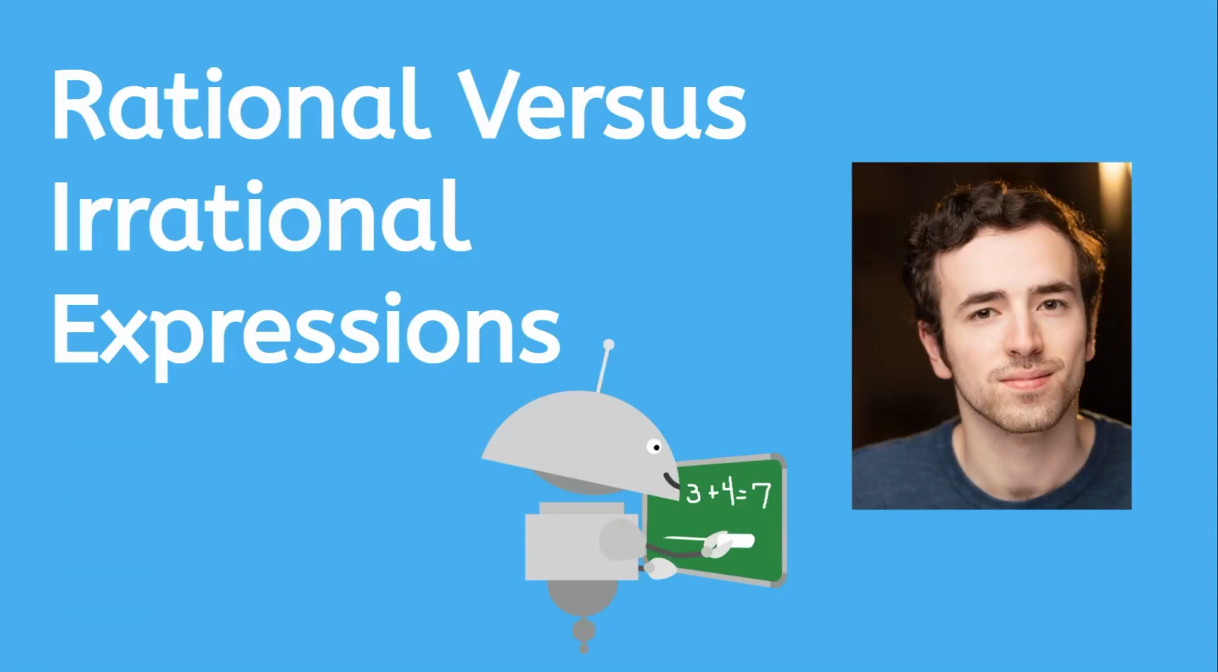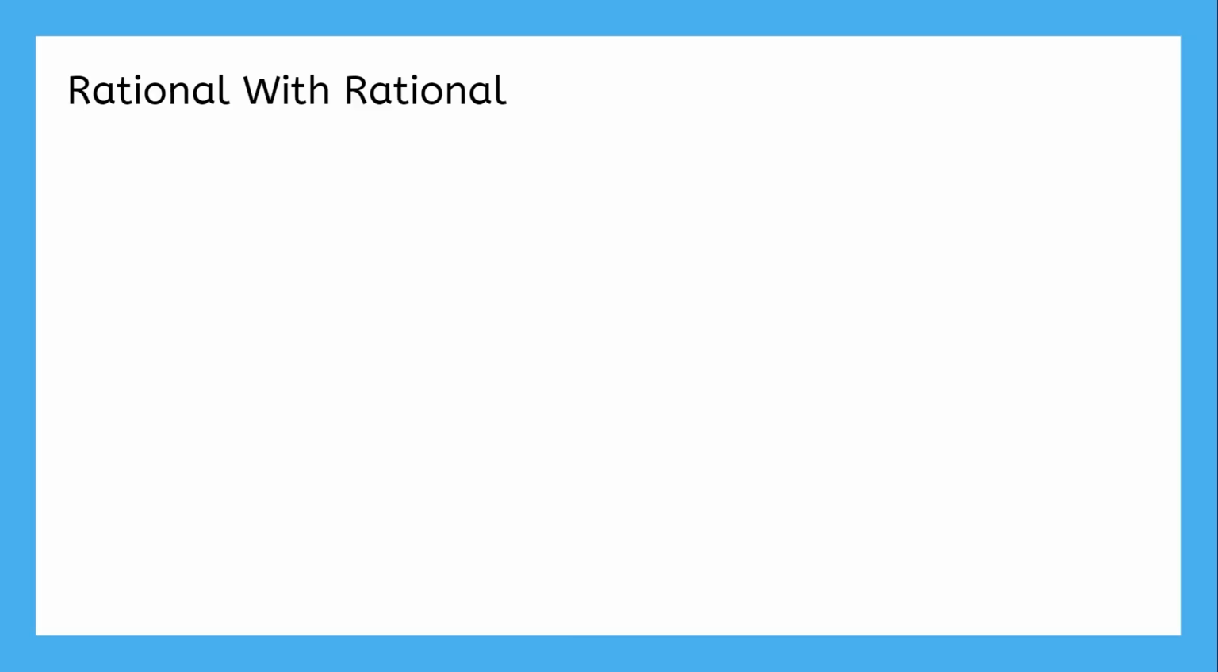In the last video, you learned what it means for a number to be rational or irrational. But what happens when you try to put the two together? In this video, you're going to learn what kind of number you get when combining rational and irrational numbers.